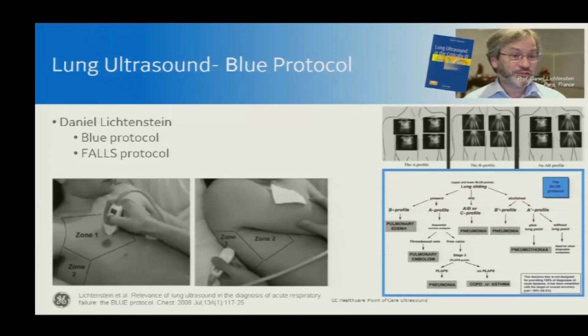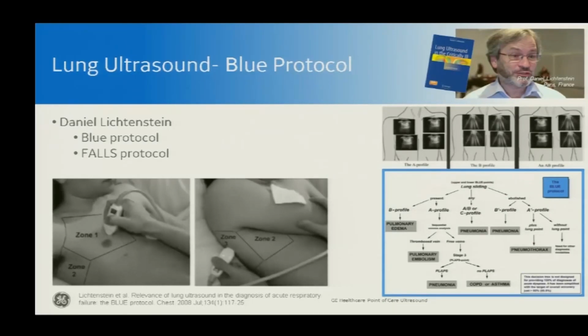Okay, so those profiles, when put in context with the patient condition and presentation and the presence or absence of lung sliding, can give you strong clues about what's going on with that patient. For example, if you look at this graph, you'll see lung sliding. On the left-hand side, if lung sliding is present and you have a B profile, that's consistent with pulmonary edema.